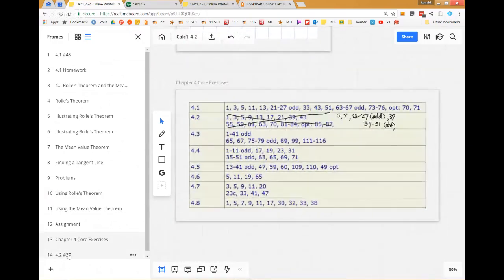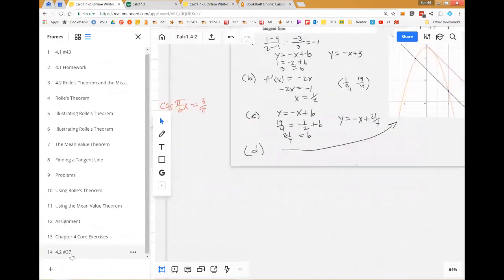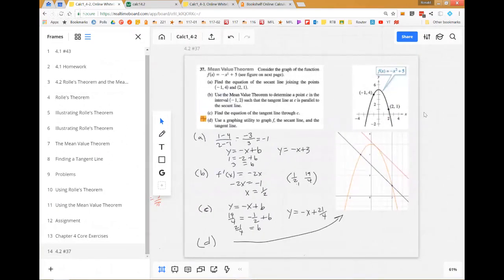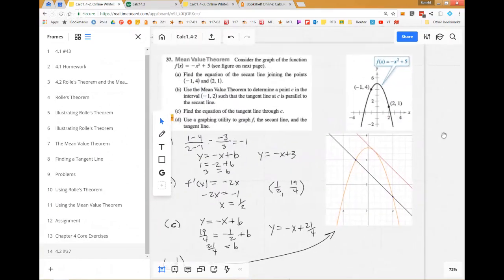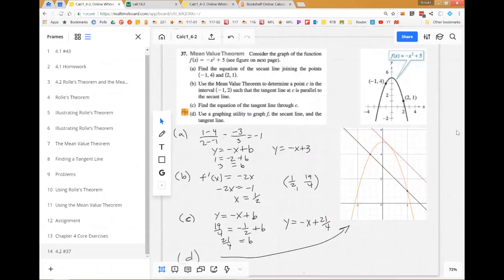Oh yeah, and you've also got that stuff on the end, number 37. Let's take a look at number 37, the mean value theorem. Consider the graph of the function f of x equals negative x squared plus 5. There's the picture there on the top of the graph. It says find the equation of the secant line joining the 2 points -1, 4, and 2, 1. So we see these 2 points highlighted over here. And because this is tilted, this is the mean value theorem, right?